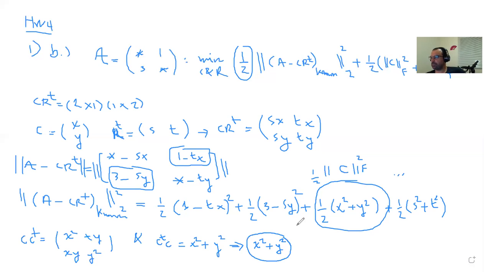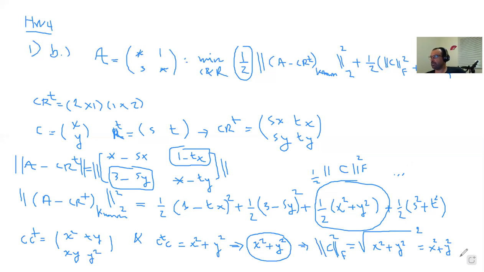The Frobenius norm is the square root of the sum of the singular values squared. So with the square and the square root, the Frobenius norm of C squared is equal to x squared plus y squared, so you can remove the square root. And similarly for R.